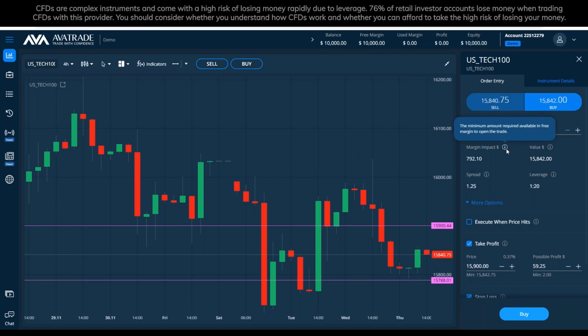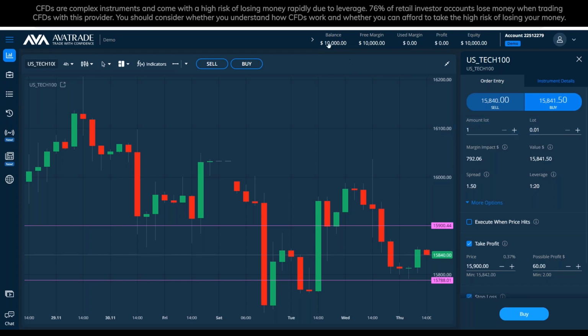There is something called the margin impact. Basically, the value that we have right now, 15,841, is what one share costs right now with a buy. This is what it costs with a sell. The idea here is very simple. If I'm taking one share, I should have had $15,000 in my account. But because I'm leveraged, that means my buying and selling power is multiplied.